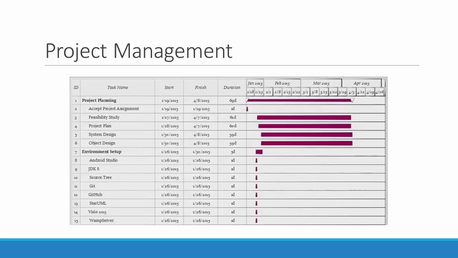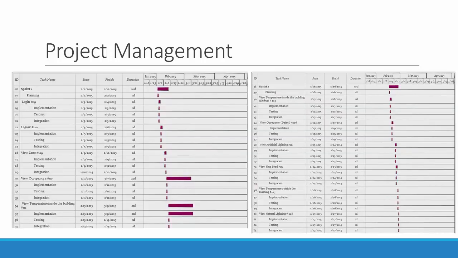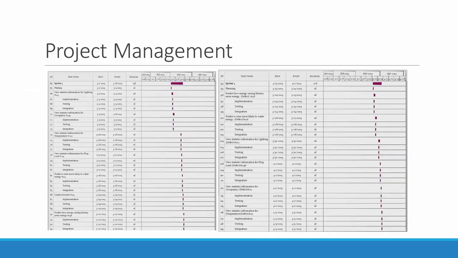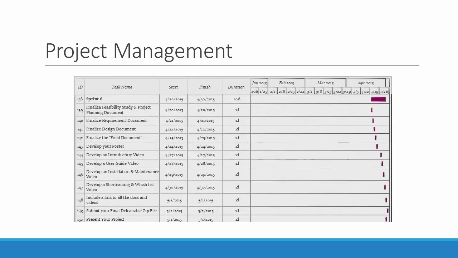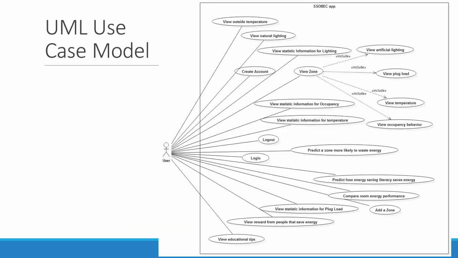As part of our project management, we have a Gantt chart that displays how we divided the project over these past few months. We worked for a total of 5 sprints, each of which was 2 weeks long. In our project, we have implemented various user stories, but in this video we will focus on 2 user stories: view lighting statistics, done by Maria Presa, and predict a zone more likely to waste energy, done by Dalaris Hidalgo.